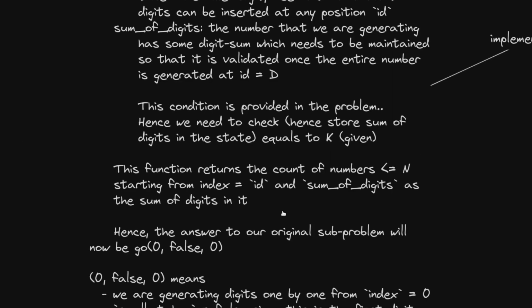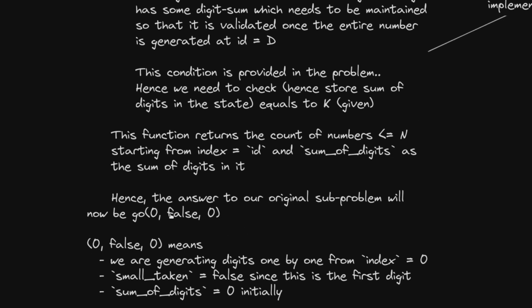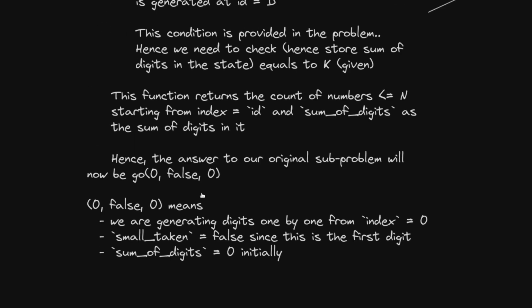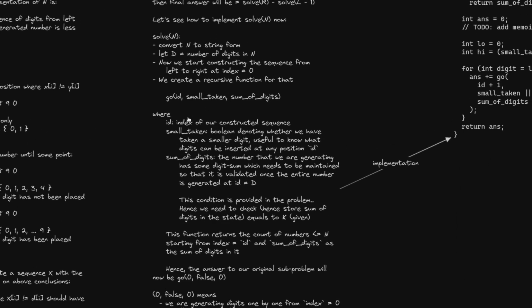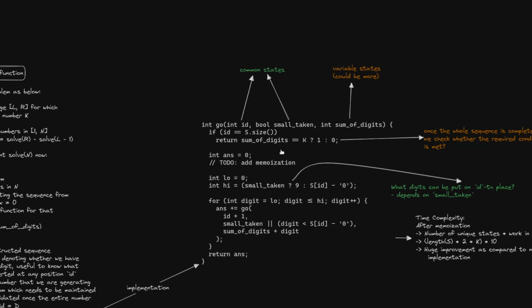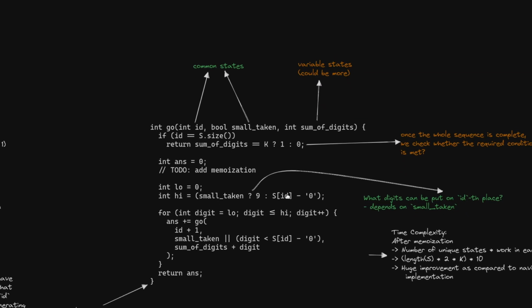So this function is going to return the answer, and we will call this function with these initial parameters. Go 0 denotes that we are generating the number from MSB, which is position 0. False denotes that small taken is initially false, because it is the first digit, there is no smaller digit taken, and sum of digits initially will be 0. So now we are yet to implement this function. We know what it does, so let's go ahead and see how it is implemented.